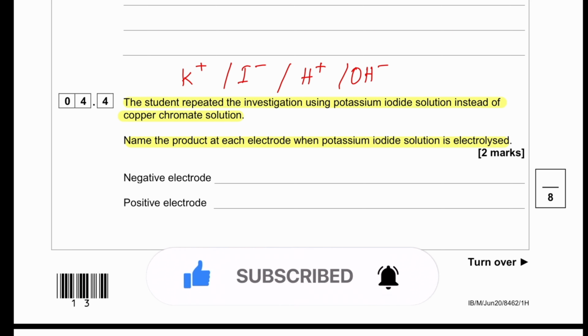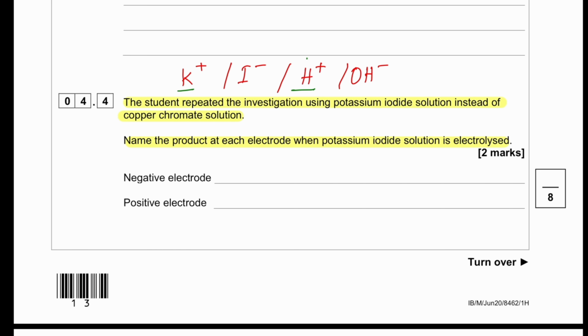So when we have the positive ions competition between the potassium and hydrogen, hydrogen is lower in the reactivity series. So definitely the negative electrode is going to produce hydrogen. Guys, between iodide and hydroxide in competition, iodide is going to win the competition. So, at the positive electrode, iodine is going to be produced.